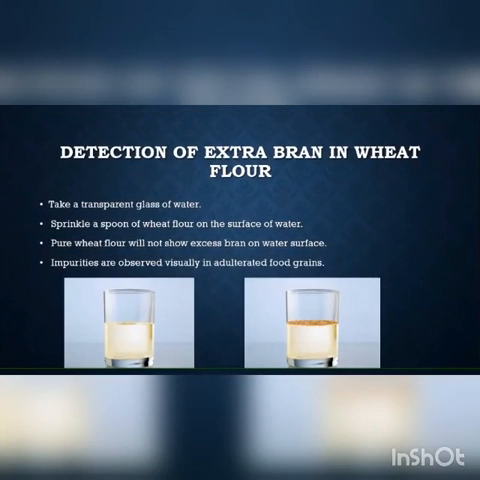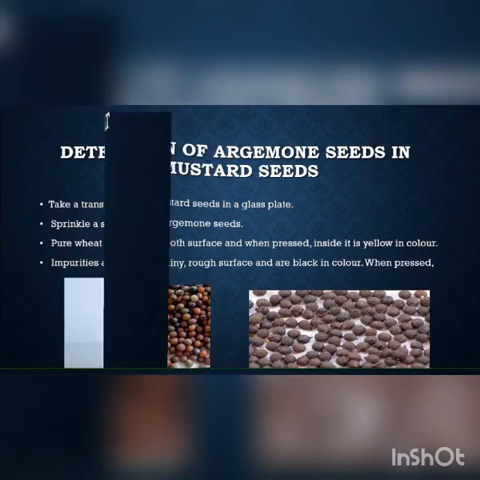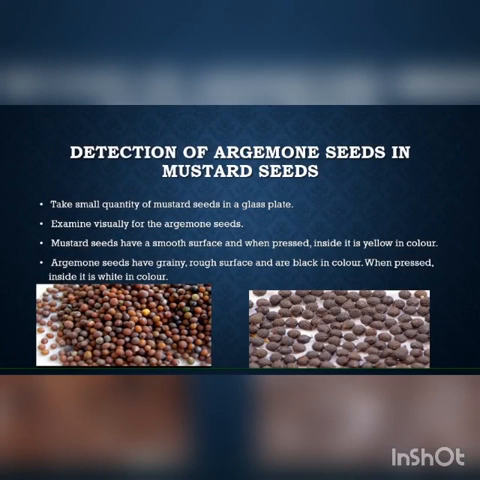Now, how can we detect extra bran in wheat flour? This is easy. Mix a little atta or wheat flour into a glass of water. If your wheat flour has bran, it is going to float in the water and it is visible to our naked eyes. Now, how can we detect argemone seeds in mustard seeds?